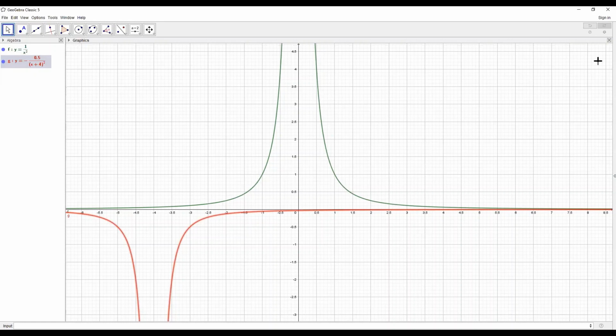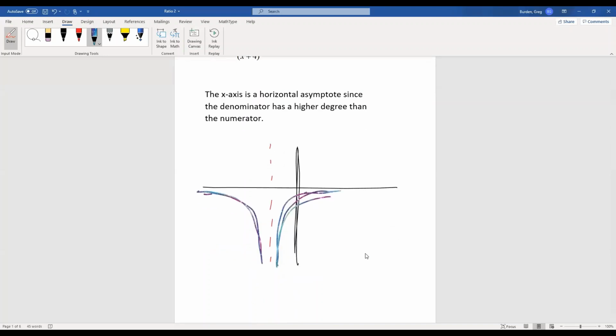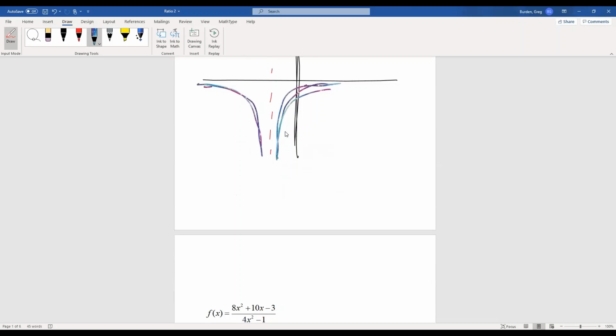Let me go back to our previous screen here. There we go. So I saw the graph. It's a much better graph than what I drew here, but you get the rough idea.